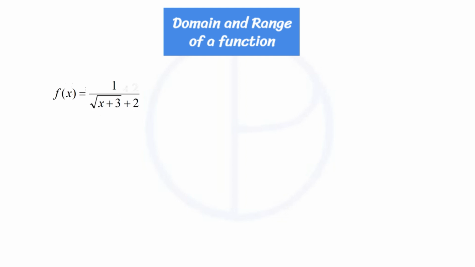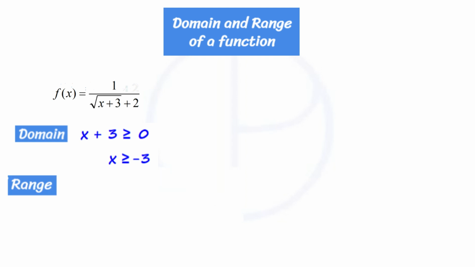Next, f of x equal to 1 divided by square root of x plus 3, plus 2. The denominator should be greater than 0. So when square root of x plus 3 becomes 0, still we get some value in the denominator which is greater than 0. So we can take square root of x plus 3 as greater than or equal to 0. That is, x plus 3 is greater than or equal to 0. Solving this inequality, we get x is greater than or equal to negative 3. So this is the domain of this function.